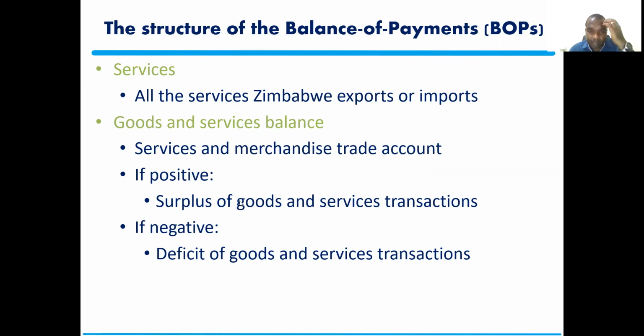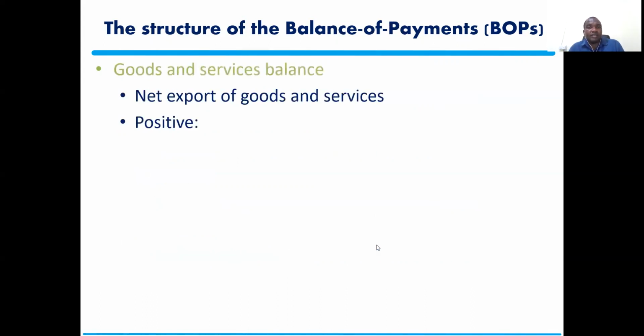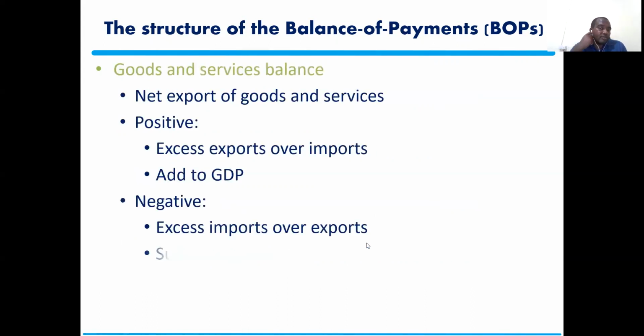If positive, it means we've got a surplus of goods and services transactions. If negative, then we've got a deficit of goods and services transactions. So the goods and services balance will be adding the two balances, the balance of trade and the invisible balance associated with services.